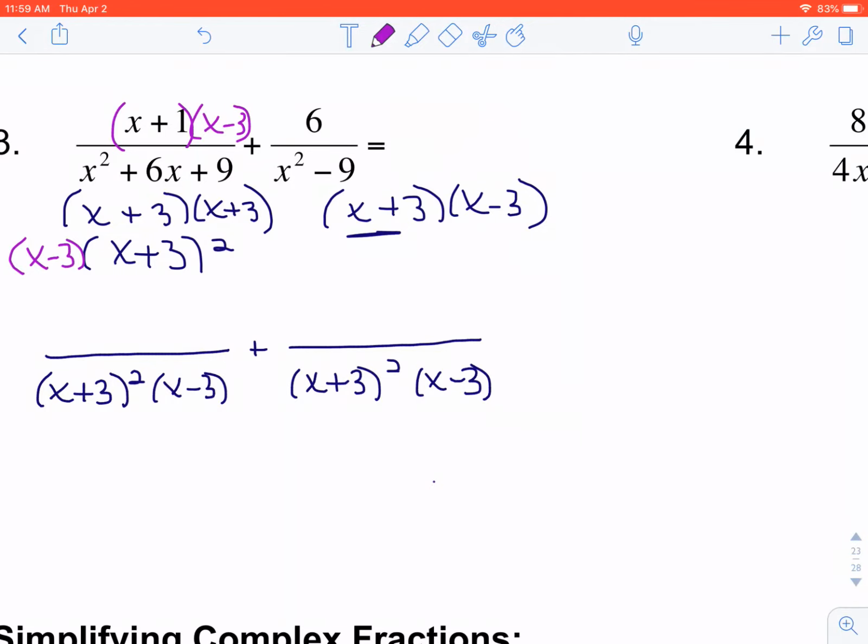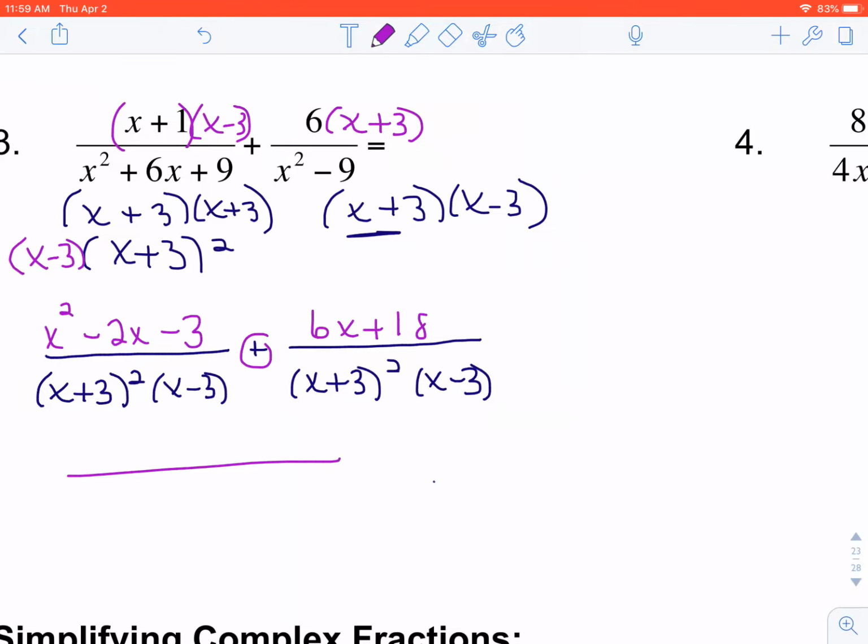Again, that gets FOILed, so it's two quantities. I would make an x squared, a minus 2x, and a minus 3. The right side has one x plus 3 and an x minus 3, but it needs the other x plus 3. That gets distributed as 6x plus 18. So, addition sign in the middle, and the numerator together, combining those like terms: x squared plus 4x plus 15. In the denominator, x plus 3 squared and x minus 3.